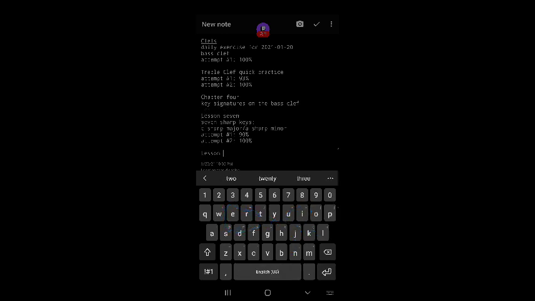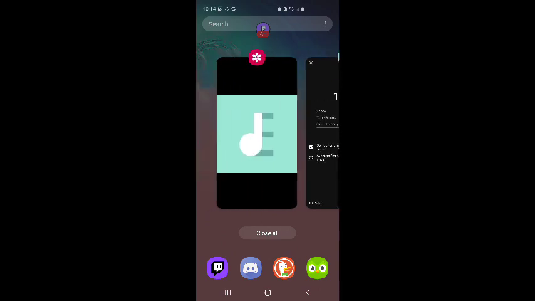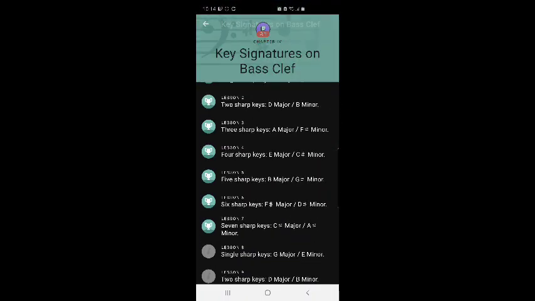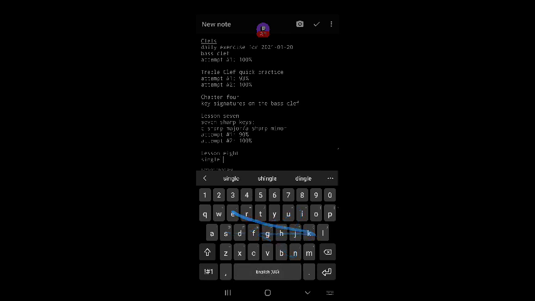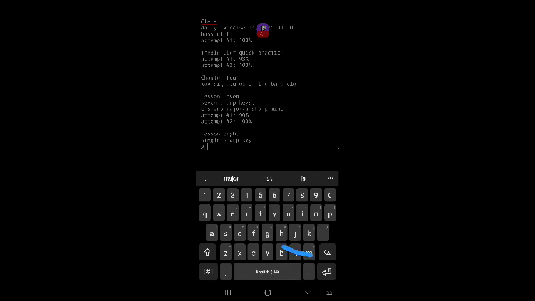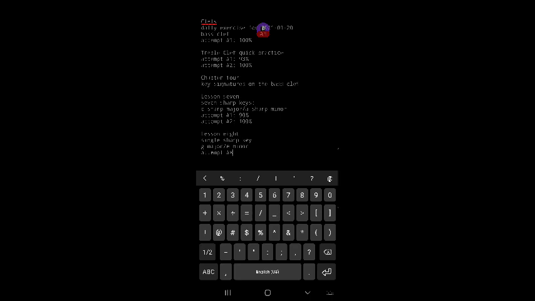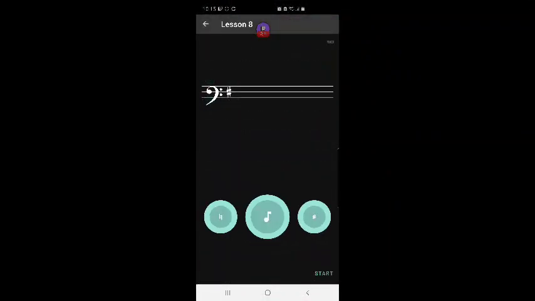Lesson ocho. Single sharp key, G major, E minor. Attempt 1. Attempt numero uno, not weird multiplication symbols. Okay. Oh, this is where you draw it up.